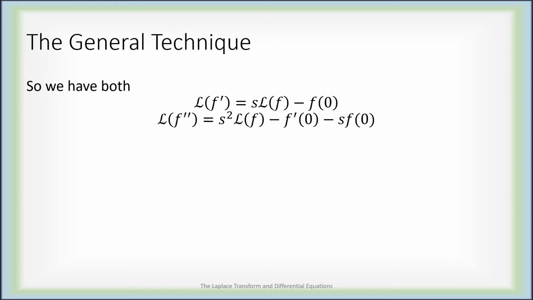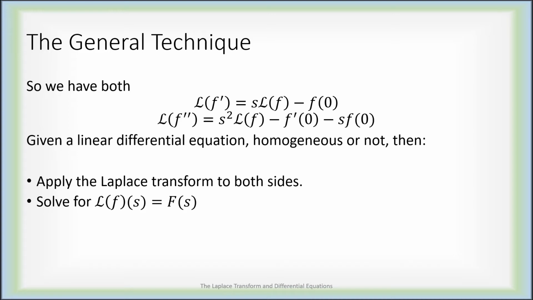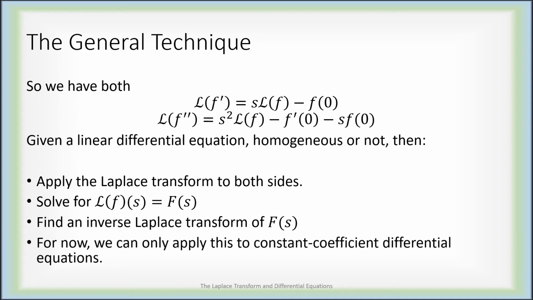So what's our general technique? We have a formula for L of f prime, but we also have a formula for L of f double prime. So given a linear differential equation, whether it's homogeneous or not, we apply the Laplace transform to both sides. We solve for capital F of s, then find an inverse Laplace transform. So for now, we're only going to apply this to constant coefficient differential equations. We'll see why in a moment. But the basic idea is apply the Laplace transform to both sides, isolate capital F of s, then inverse Laplace transform to get your original solution f of t.